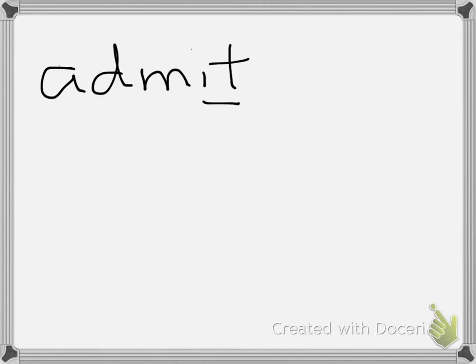The second rule was the doubling rule. And that would be a word like admit. Okay, that word ends in a vowel consonant. So we're going to double the T, admit, before we add our ing to make admitting, which is a spelling word.